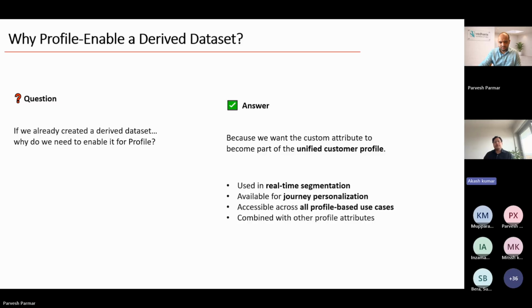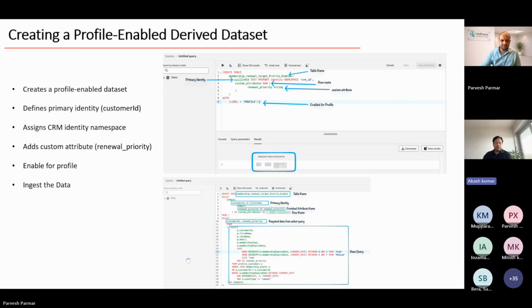When we enable the derived dataset for profile, four powerful things happen. It becomes available for real-time segmentation. It can be used directly in journey personalization. It is accessible across all profile-based use cases. It gets merged with other profile attributes inside the unified profile. So in the next slide, we will look at how we can enable the profile dataset.